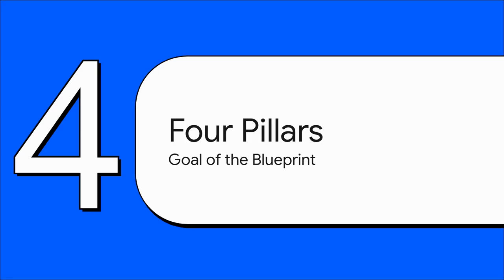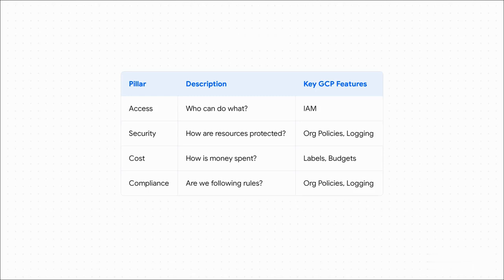So we've got the structure, and we've got the tools. But what is the big goal here? What are we trying to achieve? Well, it all boils down to these 4 key principles, or pillars, that our whole blueprint is designed to support. Let's put it all together. This table just ties it all together so nicely. You can see how each of our 4 goals maps directly to a GCP tool we talked about.